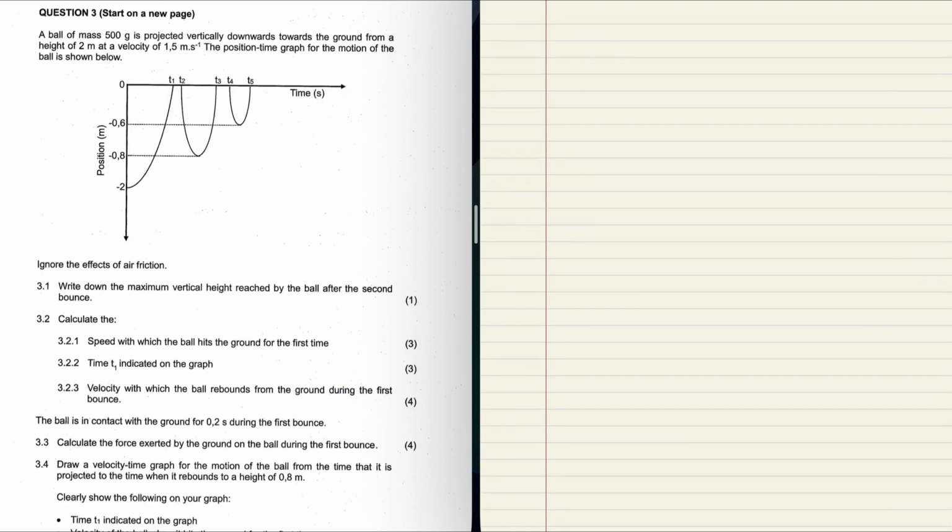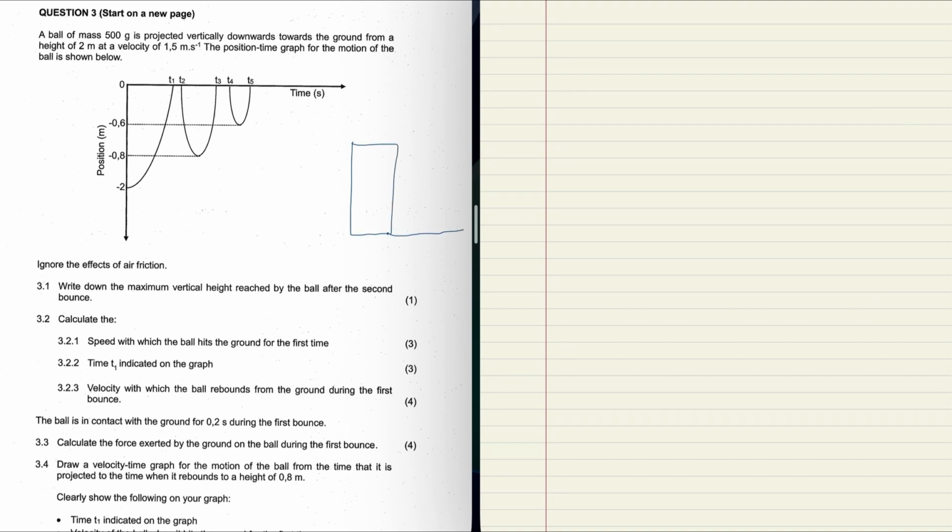Question number 3. A ball of mass 500 grams is projected vertically downward toward the ground from a height of 2 meters at a velocity of 1.5 meters per second. The position time graph for the motion of the ball is shown below. Now, this graph looks really hectic, so I think it's just there to throw us off. So I'm just going to draw a diagram just so that we can understand what's going on here.